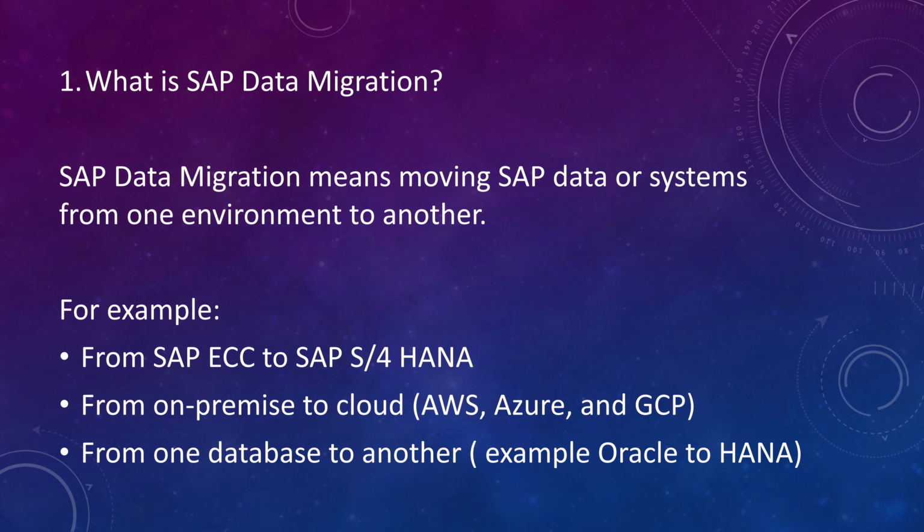Let me give you a few simple examples. We can move data from SAP ECC to SAP S/4HANA. We can also migrate from an on premise system to the cloud, like AWS, Microsoft Azure, or Google Cloud Platform. Another example is moving data from one database to another, such as from Oracle to HANA. So, in short, SAP data migration is all about transferring data safely, accurately, and efficiently during system upgrades or transitions.